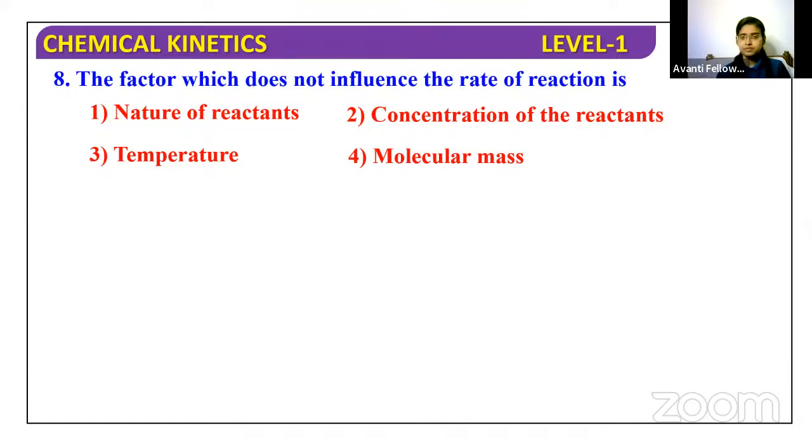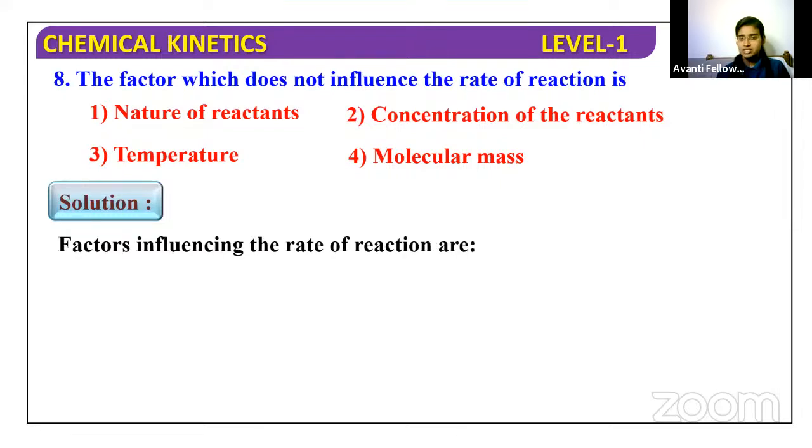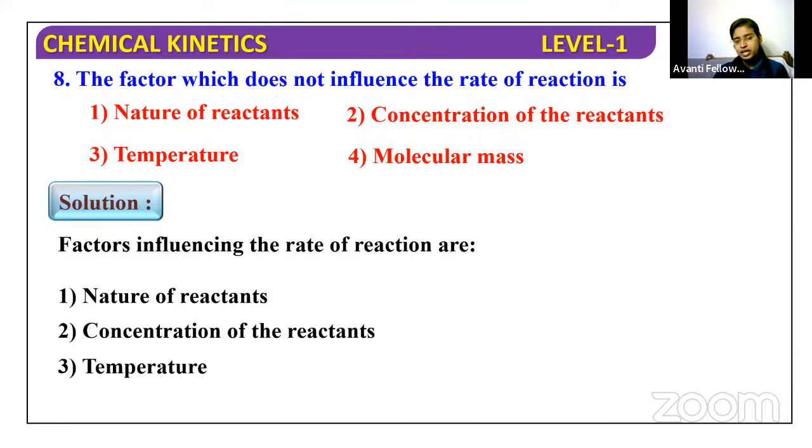Let's check whether your answer is correct or not. Talzeen is also going for 4. Okay, your answer is correct. All of your answers are correct. Our correct answer is option 4, molecular mass. So what are the factors which influence the rate of the reaction? Nature of the reactant, concentration, temperature, light, and catalyst. These are the factors which affect the rate. Molecular mass is not a factor which affects the rate of the reaction. So that is the correct answer.